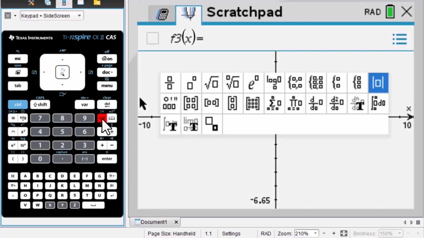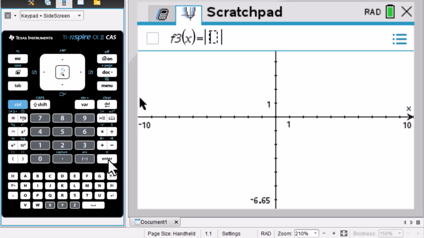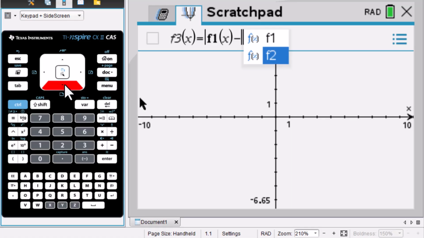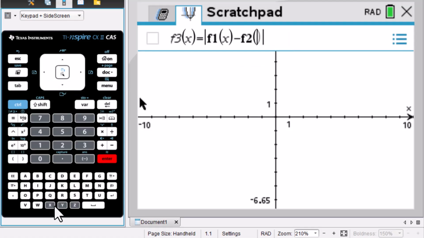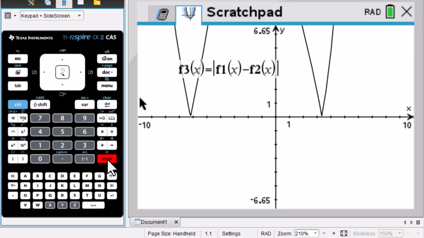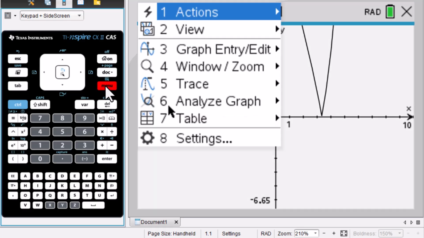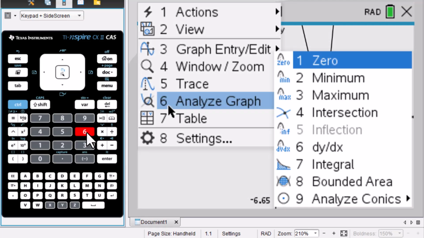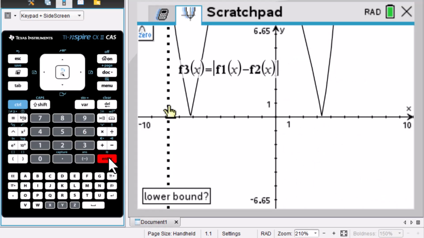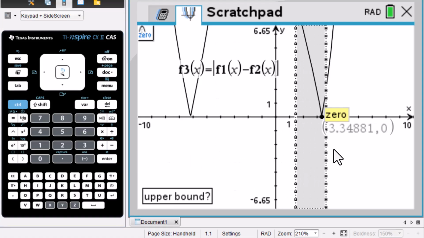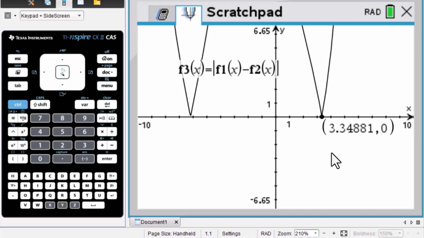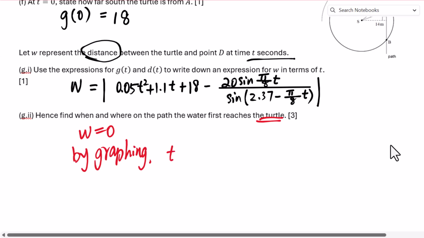Click this template to get the absolute value. Then variable f1 of x minus variable f2 of x. Then enter. Go to menu, go to 6, 0. The x-intercept is 3.35. By graphing, t equals 3.35.